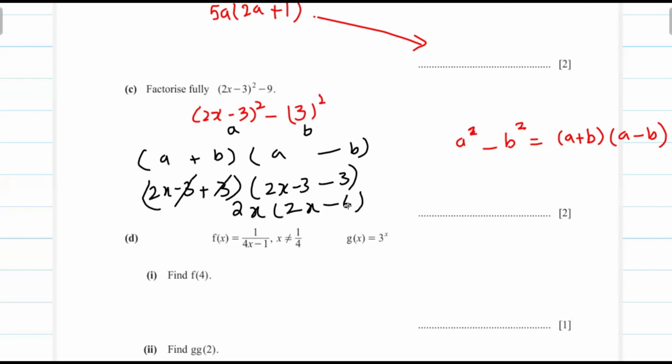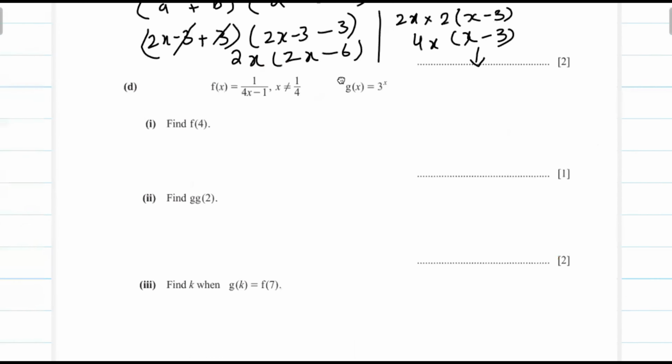Look here, we can take 2 as a common factor from 2x minus 6. This expression becomes x minus 3. Therefore, we can write 4x into (x minus 3). This is the factorization of part C.